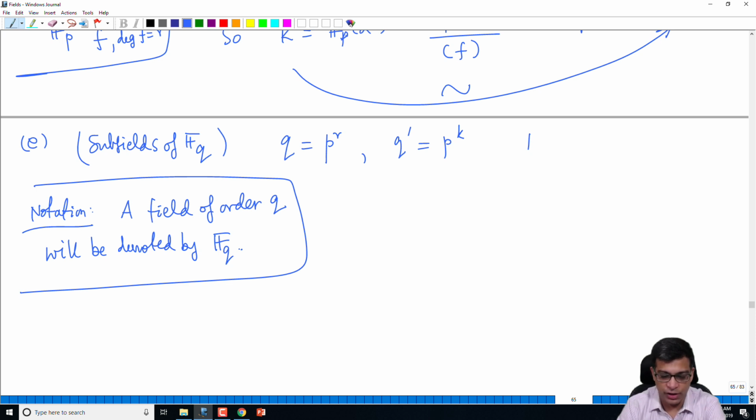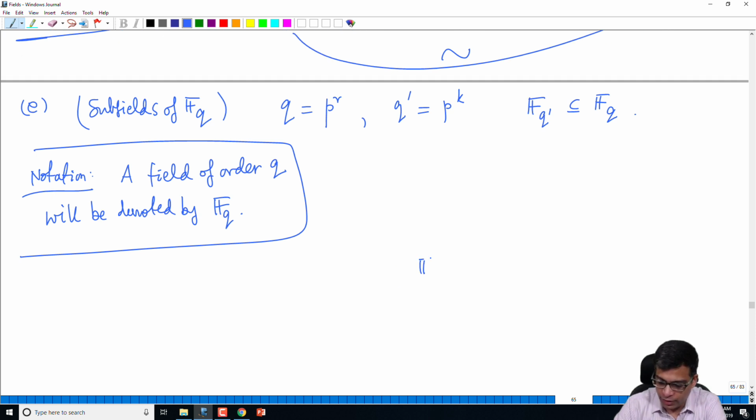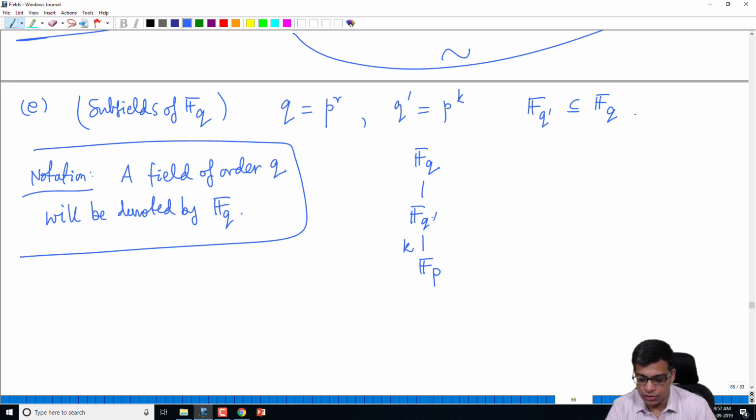So now I am interested in subfields of Fq. Suppose Fq prime is contained in Fq. If you draw the picture, we have Fp, Fq prime, Fq, right? And what are the degrees of these extensions? What is the degree of Fq prime over Fp? Because q prime is p power k, I claim this is k, because the dimension will have to be the exponent. What is the degree of Fq over Fp? That's r, because q is p power r.